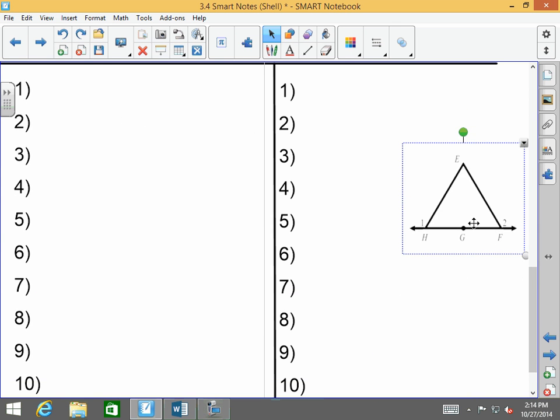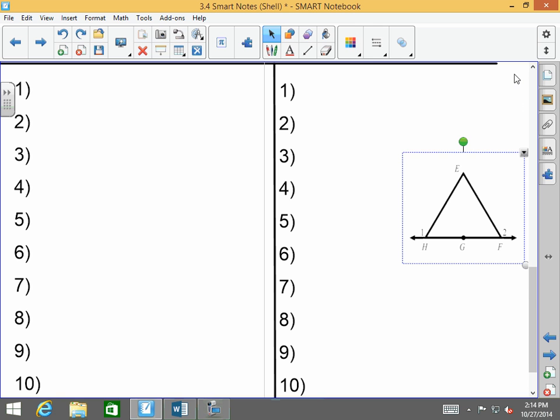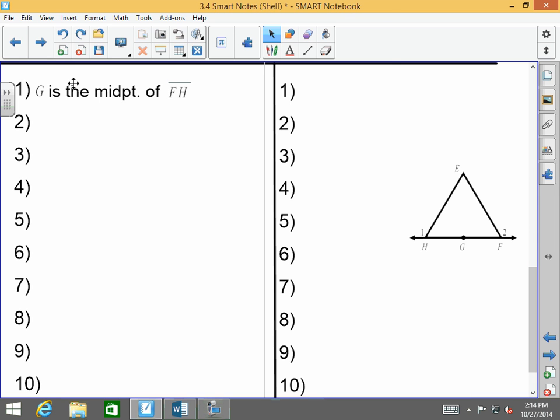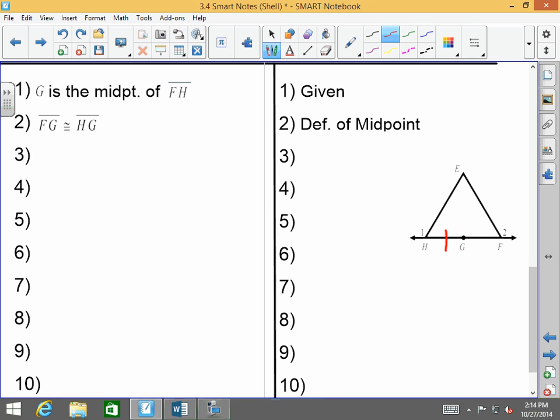We definitely want to see the figure here for this monster proof. So, my given is that G is the midpoint of FH. That's given. So if G is the midpoint of FH, what do we absolutely know immediately? Very good. FG is congruent to HG because definition of midpoint. So this guy's congruent to that guy.